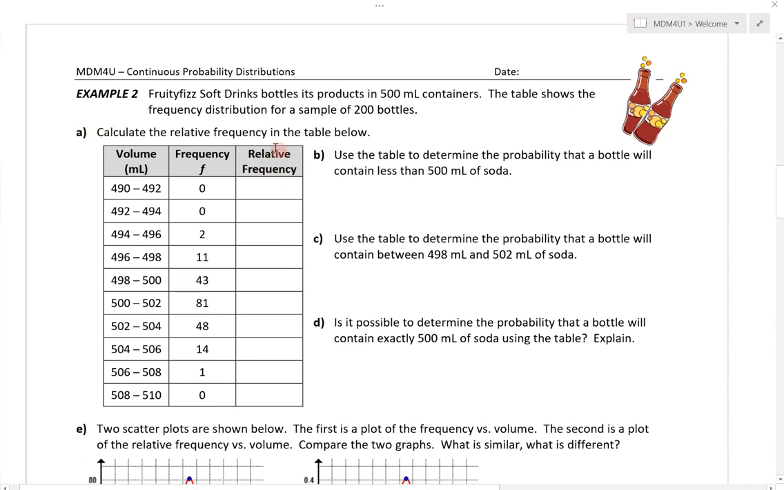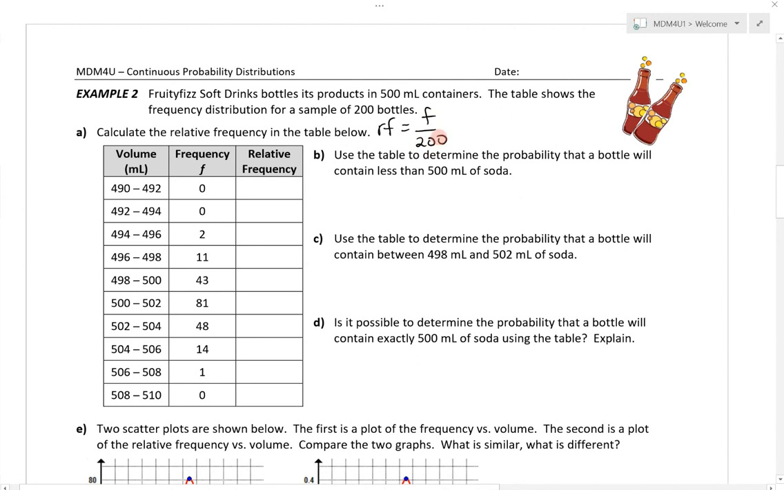Relative frequency is just taking each frequency value and dividing it by the total frequency. If you added up all these values, you'd find that the total number of tallies is 200. We know this is correct because we have a sample of 200 bottles in the question. So the relative frequency is just going to be the frequency value divided by 200.